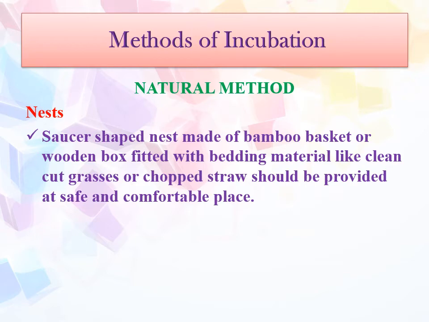In the natural method, another thing required is a nest. A saucer-shaped nest made of a bamboo basket or wooden box is fitted with bedding material like clean cut grass or chopped straw as the litter material. It should be provided at a safe and comfortable place.